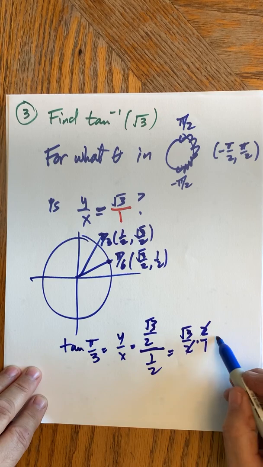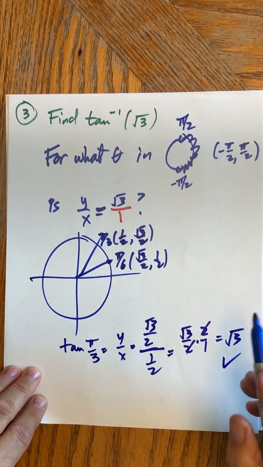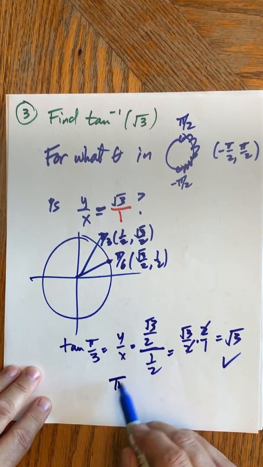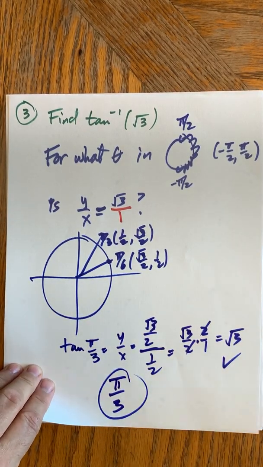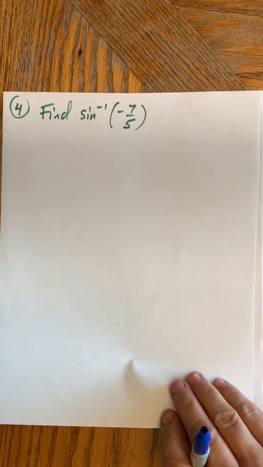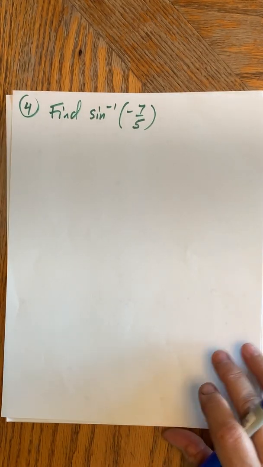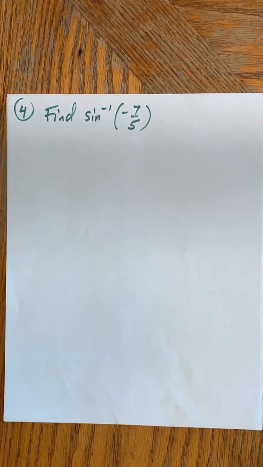Right, so these cancel out, and I get square root 3, that's the one. So the answer is pi over 3. All right. Okay, next one. Find the inverse sine of negative 7/5.